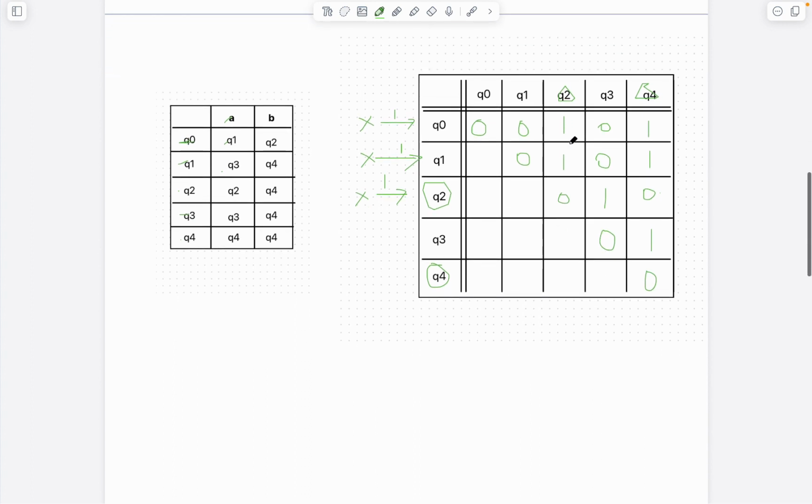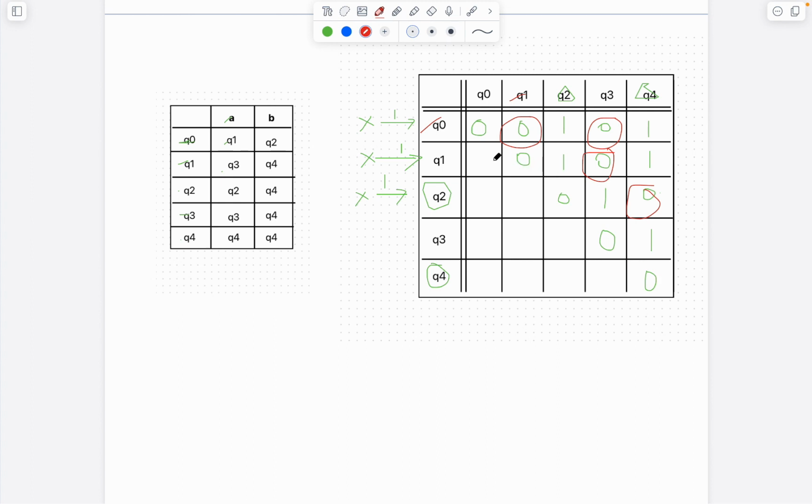After we fill the boxes, we try to see the boxes which have 0. We try to see the combinations. So here q0, q1 has a combination of 0, so these two are indistinguishable states. Then q0, q3 again indistinguishable. Now q1, q3 is also indistinguishable. q2, q4 is also indistinguishable. And for q3 and q4, we don't have anything.